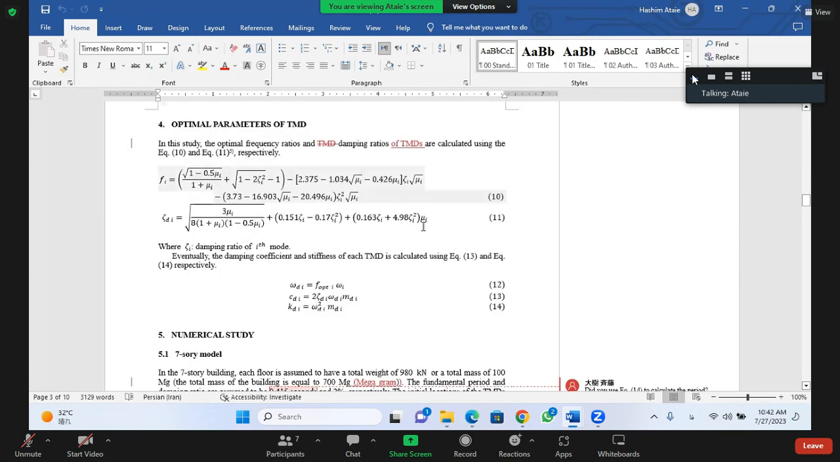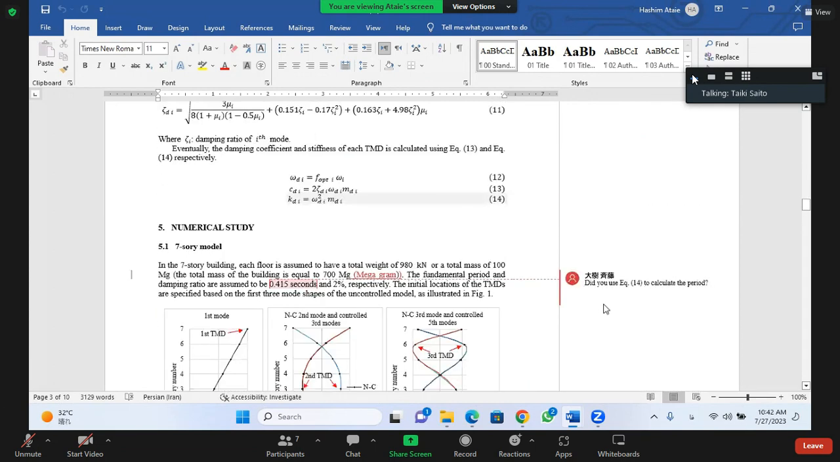And I will correct all of them, Sensei. And here, Sensei, did you use equation 14 to calculate the period? Maybe you mean equation 15, Sensei.